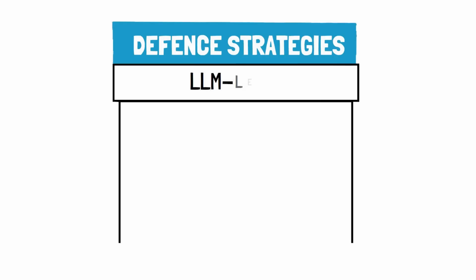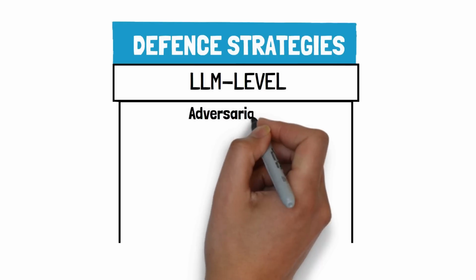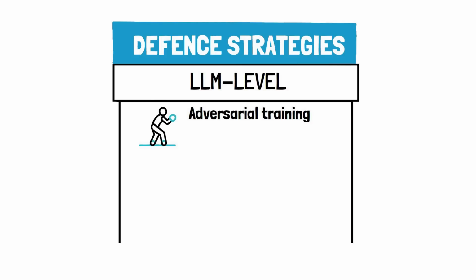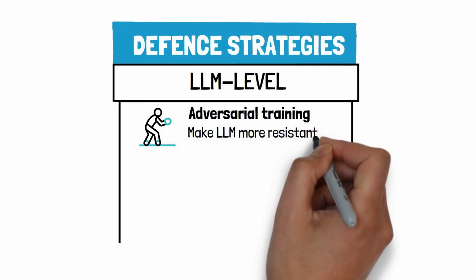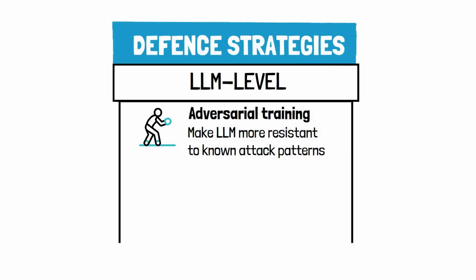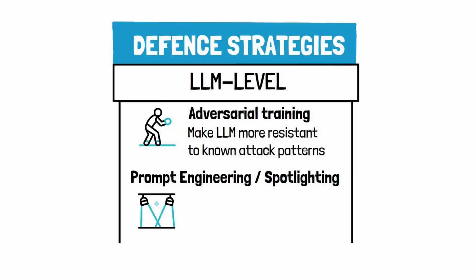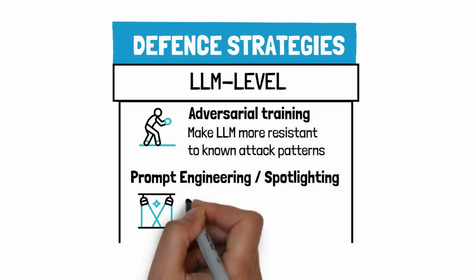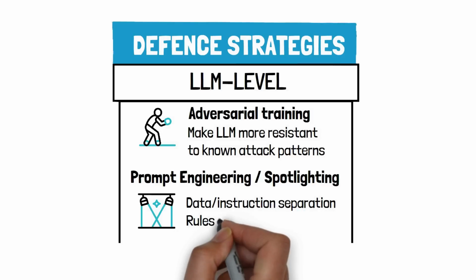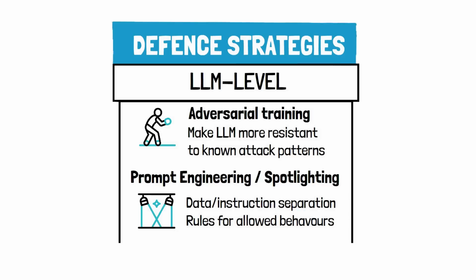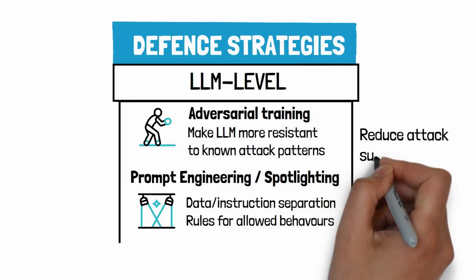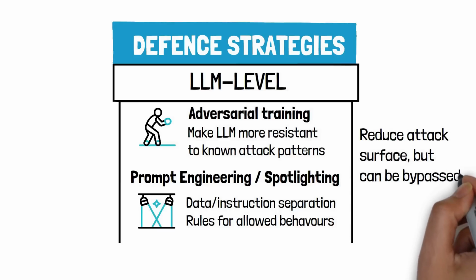LLM level defenses focus on the model itself. This includes adversarial training, like the instruction hierarchy approach used for GPT-4o Mini to make models more resistant to prompt injection. They also include prompt engineering techniques like spotlighting, where prompts are structured to help the model distinguish trusted from untrusted content. These all contribute to reducing the attack surface, but they can be bypassed and don't offer strong guarantees.